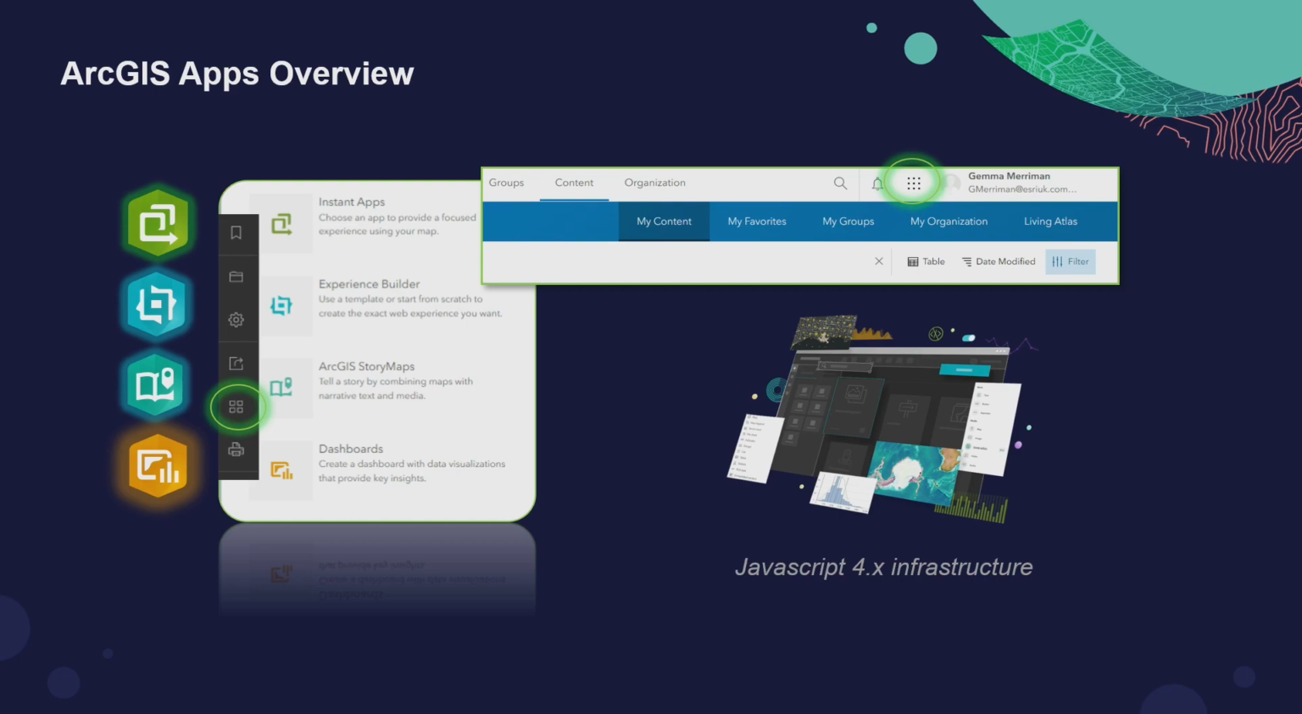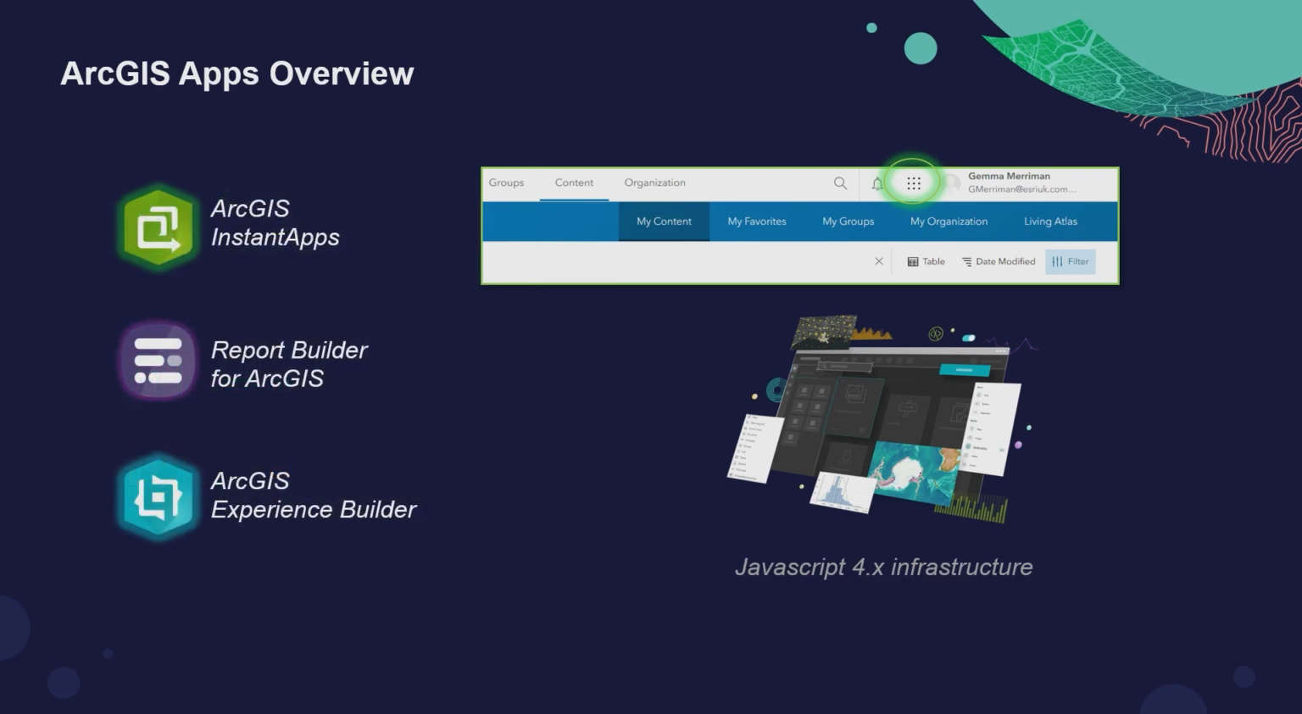All of these apps are built off the back of JavaScript 4 infrastructures. So this helps you to build more compelling web applications, integrating 2D and 3D data a lot more seamlessly, because applications like Web App Builder that are built on JavaScript 3 will be retiring. So today, we're going to focus on three main apps. We've got Instant Apps, Report Builder, and Experience Builder.